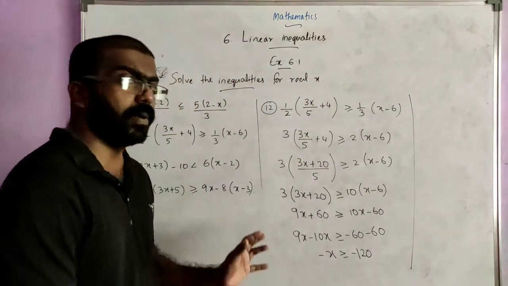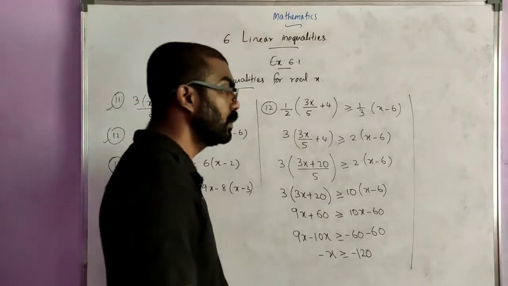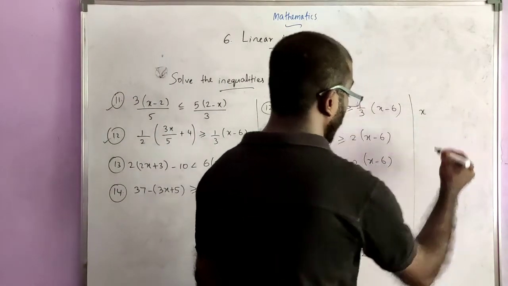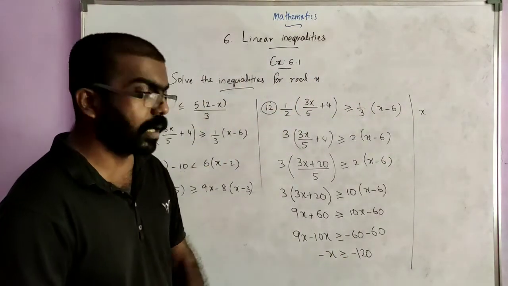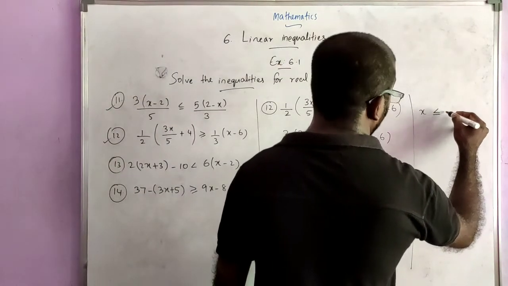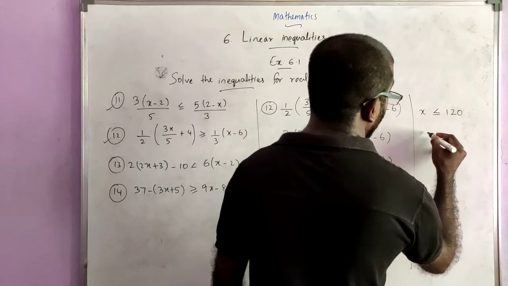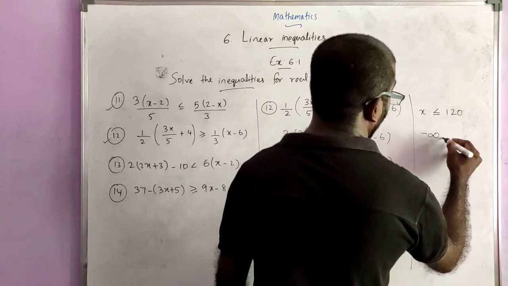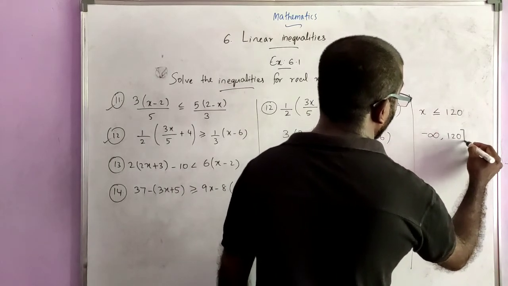Now we can divide both sides by minus 1. So the sign of the inequality gets reversed. Here greater than or equal to, so we can write less than or equal to. So x less than or equal to 120. So the solution is minus infinity comma 120 closed.